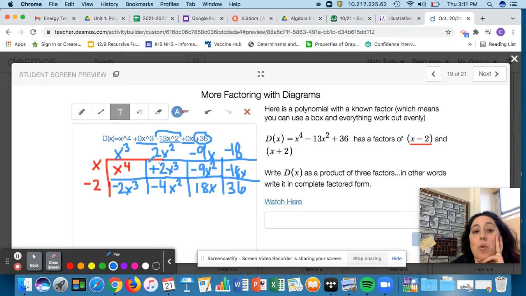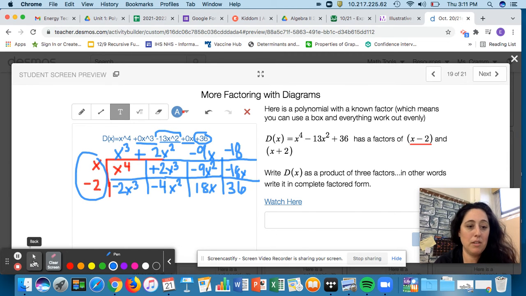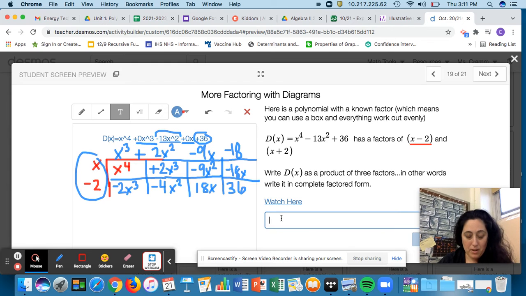Okay, so one of my factors is x minus 2. The other factor is what I've just found, x to the third plus 2x squared minus 9x minus 18. All right, so let me write that in here. So right now, at this point, I have d of x.